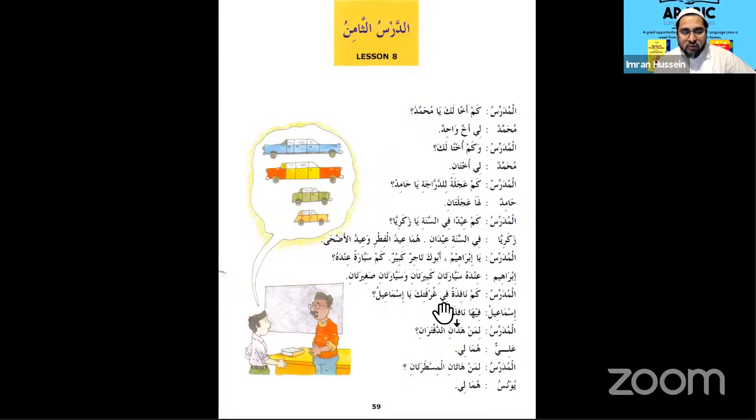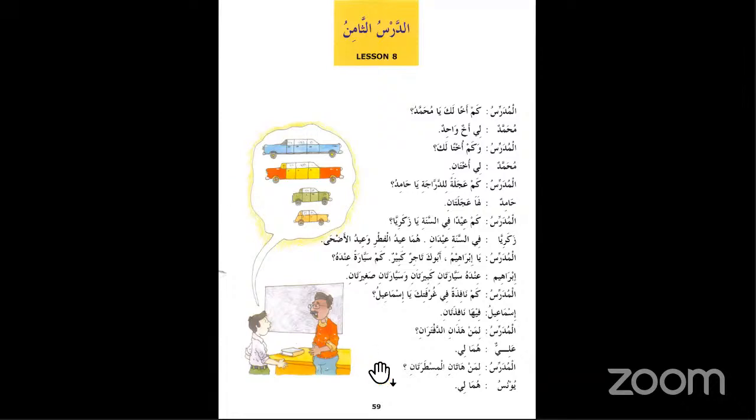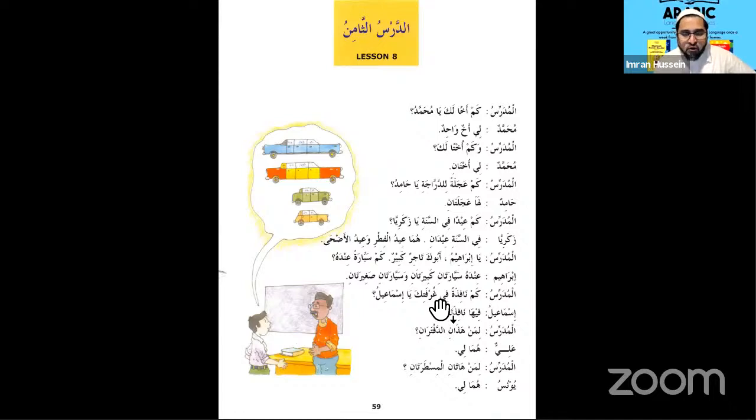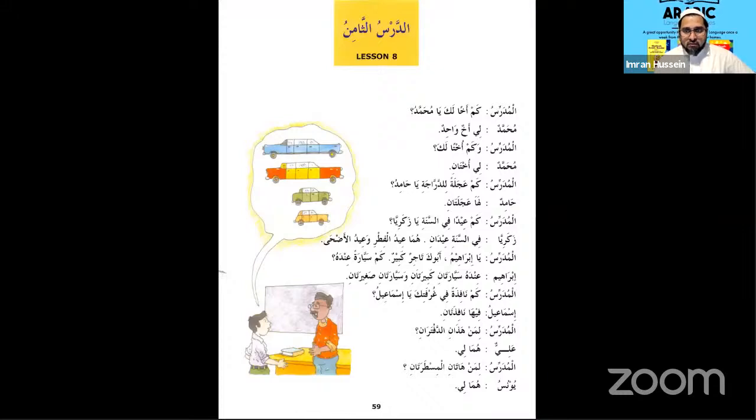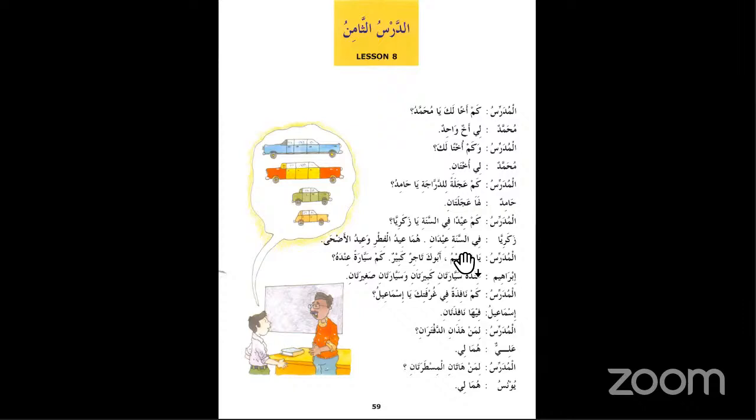Now, question for Sister Fatima Mirali. Assalamu alaikum. Alaikum salam. Sister Fatima Mirali, it says fi ghurfatika. Why are we giving the ta of the word ghurfa a kasra? Because it comes after a preposition. Fi is a preposition. Correct.